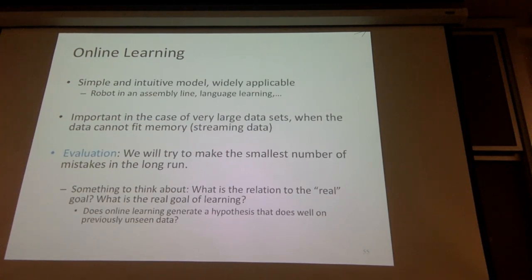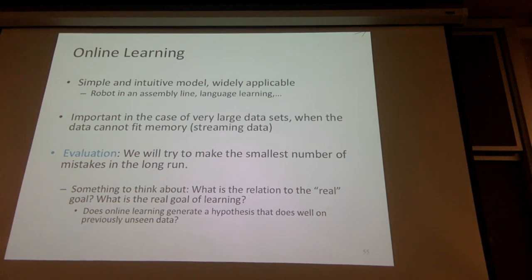I'm going to argue that online learning is a rather intuitive model for learning because it can be instantiated in a wide variety of cases. Imagine there's an assembly line and a robot hand has to make a decision, and every time it makes a mistake, it gets some feedback. This is the assembly line of things that keep coming in. Or you can frame this in the context of language learning. We want to teach a program something about language, and we correct it only when it makes mistakes.